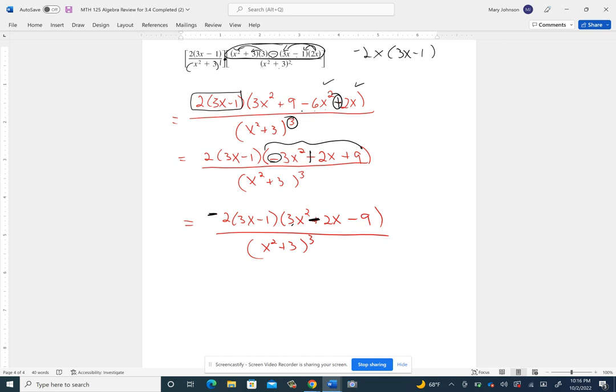And then doesn't appear to be anything else I can do, because 3x squared minus 2x minus 9 doesn't seem to factor in any nice way, right? That would be what I would try. But whether I use a 9 and a 1 or a 3 and a 3, there's no way for me to come up with a middle term of 2. So this would be a good way to leave it.